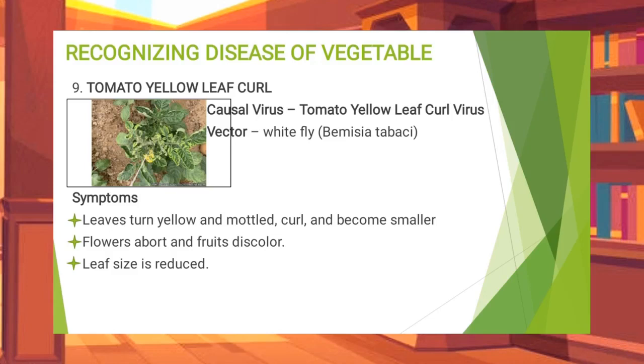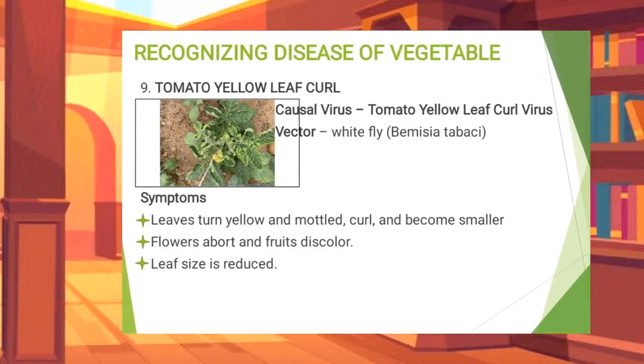So symptoms, leaves turn yellow and mottled, curl and become smaller. So flowers abort and fruits discolor. So leaf size is reduced.